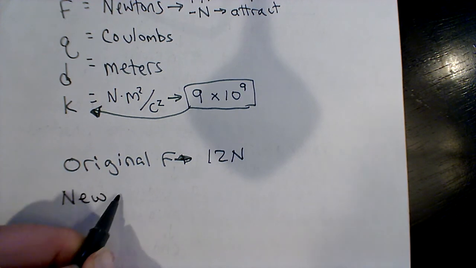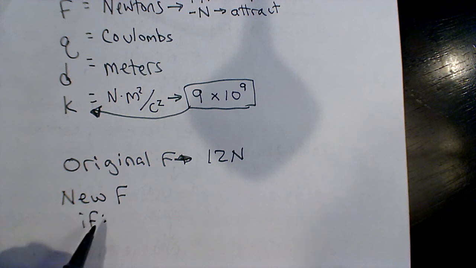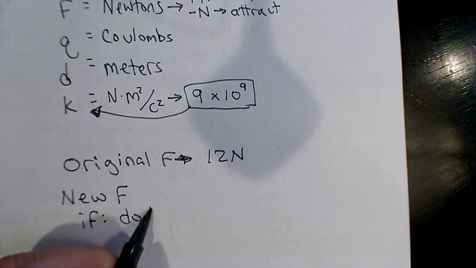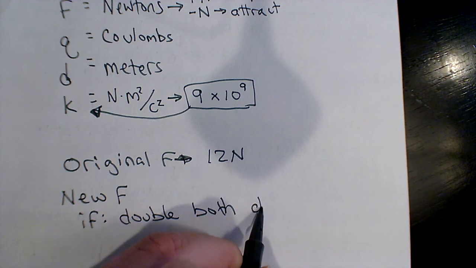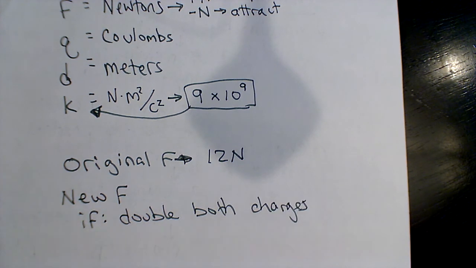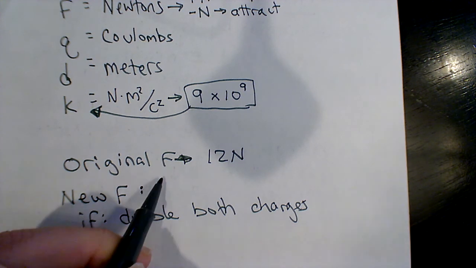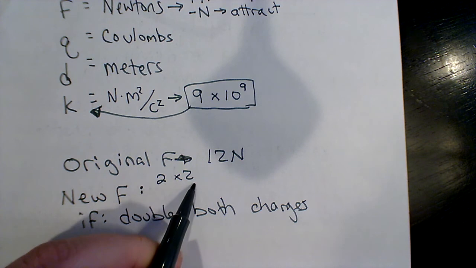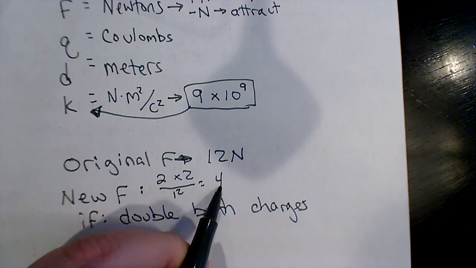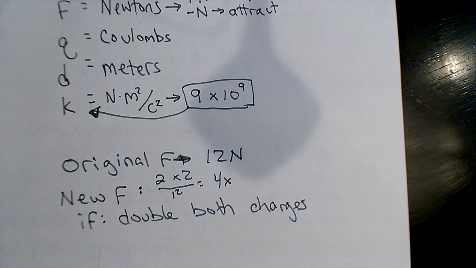And they say, what's the new force if we double both charges and the distance stays the same? So remember, that is when we plug in double, so that means 2 times. Right, so I'm going to go 2 times 2 for the charges. It didn't say anything about the distance changing. So it would be 4 times bigger. So if it's 4 times bigger than 12, how do we figure out the actual new force? Well, I would go 4 times 12, which I feel like I should confidently have in my head, but I don't. 48.